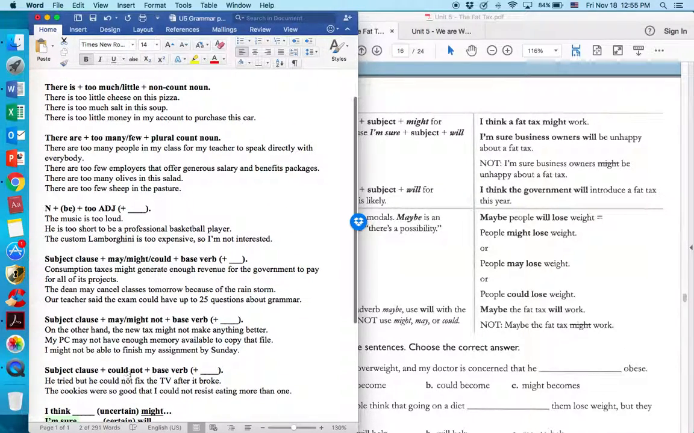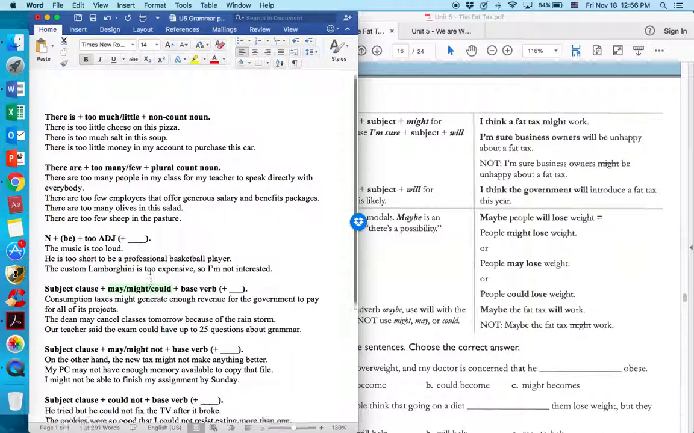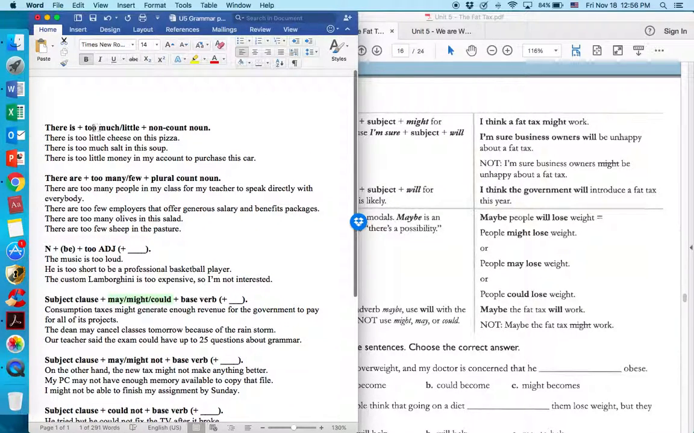Other than that, could not goes only in the past tense. It is not used in the present or future tense to describe the negative possibility. It's used in the past tense to describe impossibility, which is not the same as negative possibility. However, in the present and future tense, otherwise, in the positive, may, might, and could are all used interchangeably. And again, too has a negative connotation.